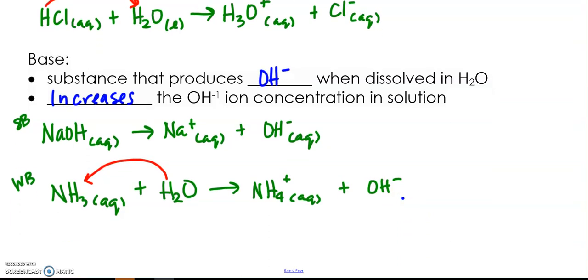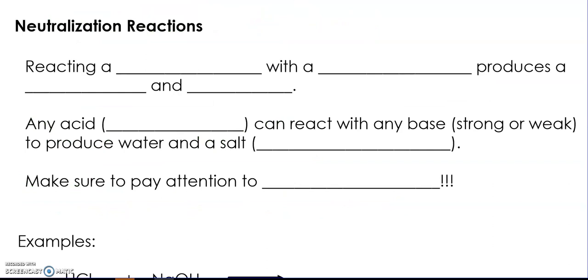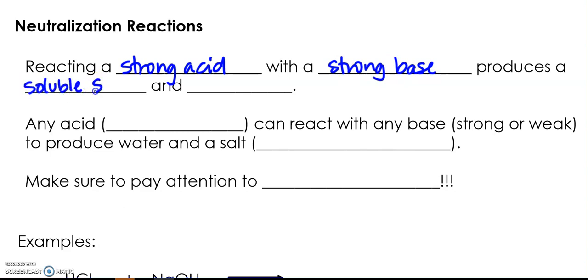All right, so when an acid reacts with a base, something happens, and it always happens the same way. Reacting a strong acid with a strong base produces a soluble salt and water. Any acid, strong or weak, can react with any base, strong or weak, to produce water and a salt. But if it's weak, it might not be soluble, meaning it might not dissolve in water. You might get an insoluble salt.